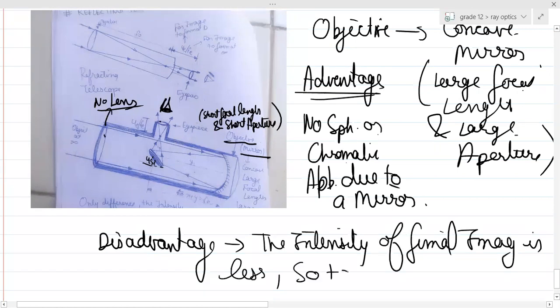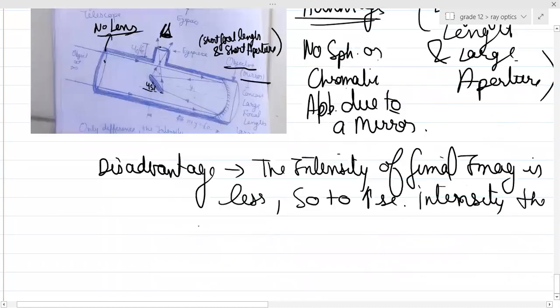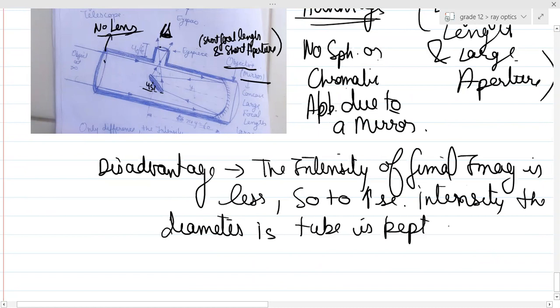So to increase intensity, the diameter of the tube is kept very large, so that more light can enter, right?